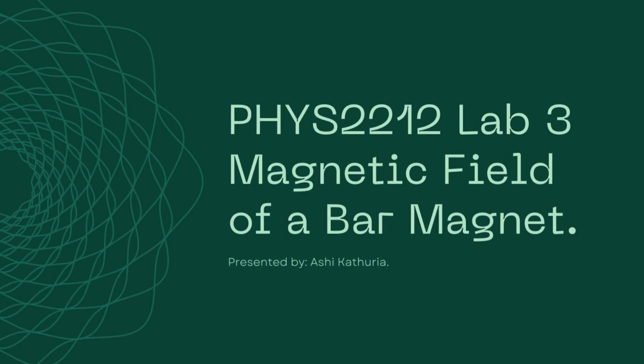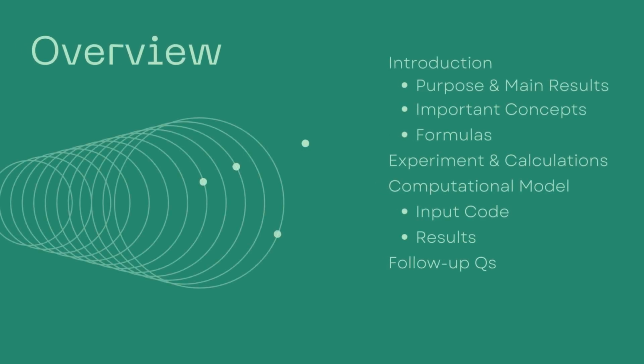Hi, my name is Ashika Thuria, and this is my Physics 2212 Lab 3 report analyzing the magnetic field of a bar magnet. As an overview of this presentation, I'll go over an introduction of the experiment and presentation, including the purpose and main results, as well as important concepts and formulas necessary in this lab.